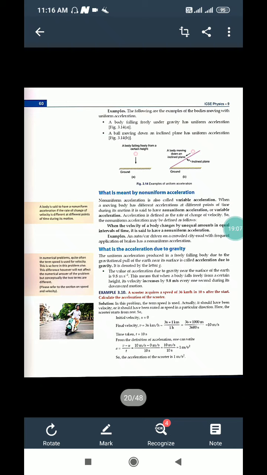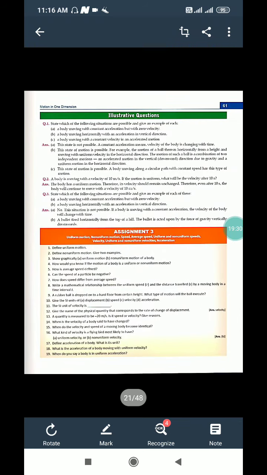That is, starting from rest, after 1 second the velocity would be 9.8 meter per second. After 2 seconds the velocity will be 2 into 9.8, that is 19.6 meter per second. Similarly, after 3 seconds the velocity would be 29.4 meter per second.